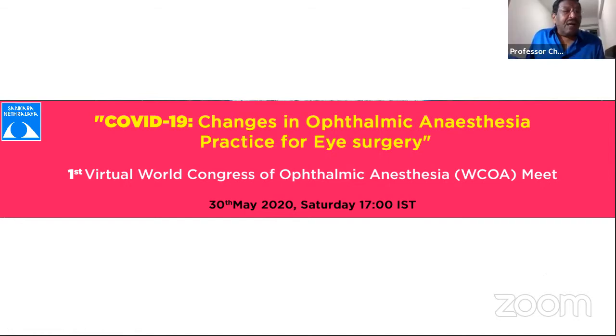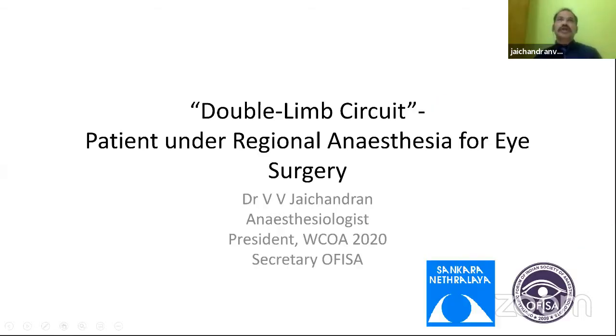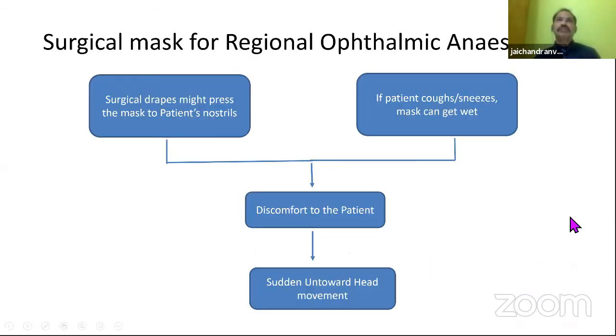Jai and colleagues have devised a new circuit for delivering oxygen to patients undergoing regional anesthesia for eye surgery. Can you describe your technique, please, Jai? Yeah, it is almost similar to what Dr. Alfred mentioned, but we are trying to modify it and trying it on patients right now. The disadvantage of the surgical mask, which is generally recommended for regional ophthalmic anesthesia, is that the surgical drapes might press the mask onto the patient's nostrils. If the patient coughs or sneezes, the mask can get wet. This can lead to discomfort to the patient, and there is a chance of untoward head movement.